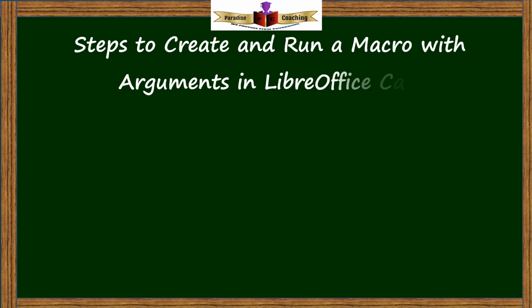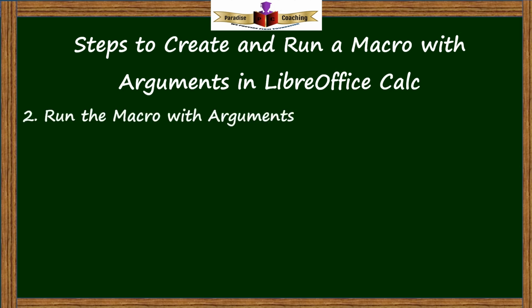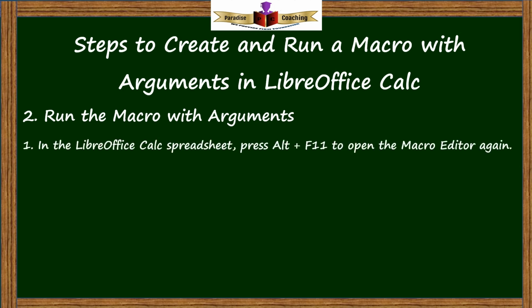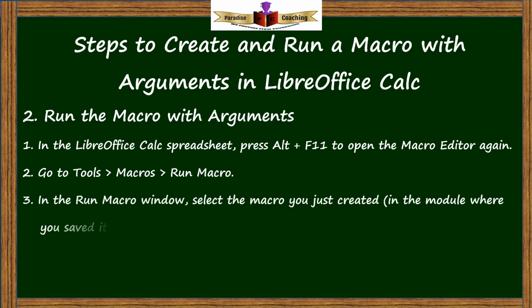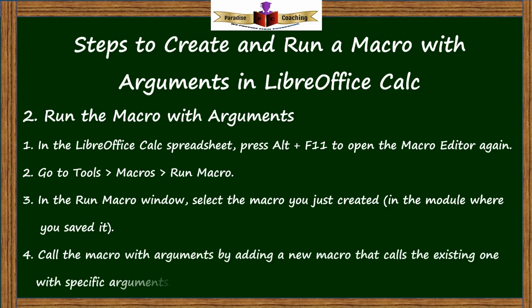Let's continue with the steps to create and run a macro with arguments in LibreOffice Calc. 2. Run the macro with arguments. 1. In the LibreOffice Calc spreadsheet, press Alt plus F11 to open the macro editor again. 2. Go to Tools, Macros, Run Macro. 3. In the Run Macro window, select the macro you just created in the module where you saved it. Call the macro with arguments by adding a new macro that calls the existing one with specific arguments.